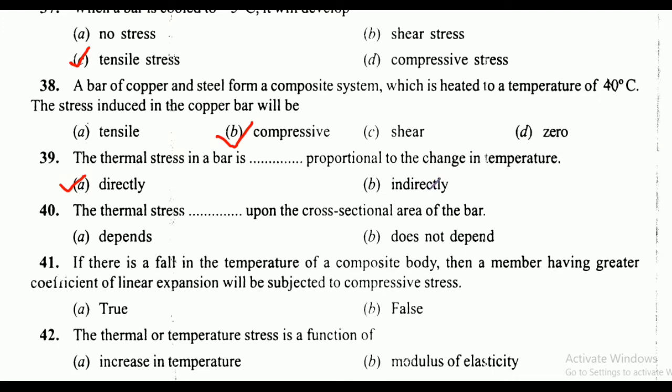Next is question 40. The thermal stress dash upon the cross-sectional area of the bar depends or does not depend. So here friends, correct answer is option B, that is does not depend.